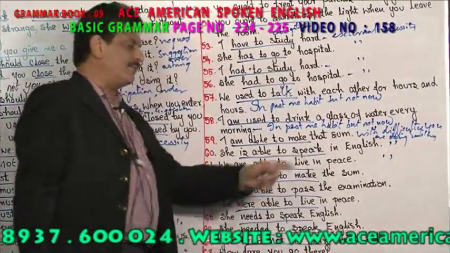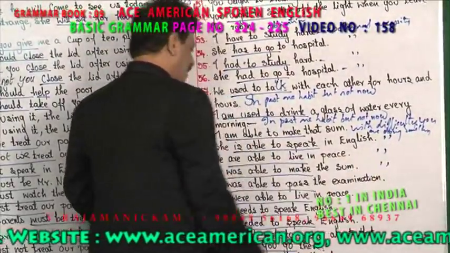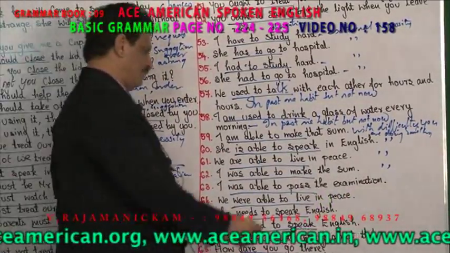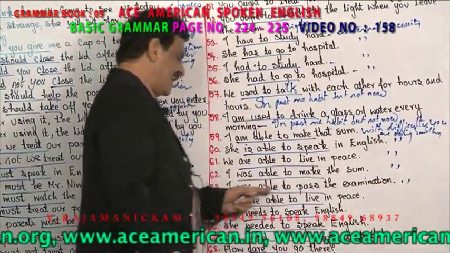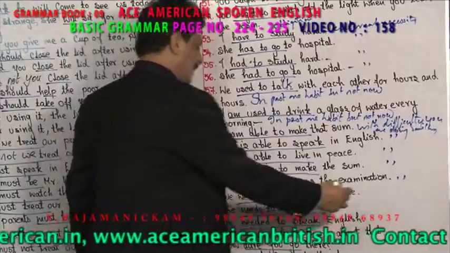I was able to make the sum. With difficulty, I did it. I was able to pass the examination. With difficulty, I was able to pass the examination. We were able to live in peace. With a lot of problems, somehow we managed to live in peace.